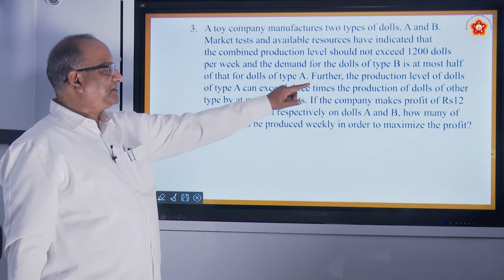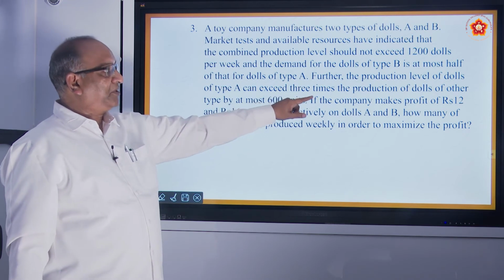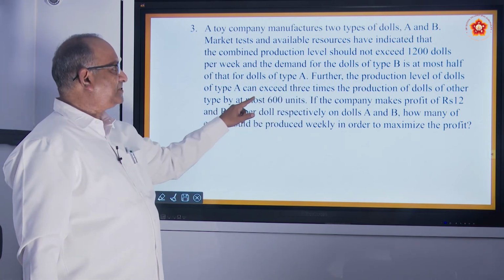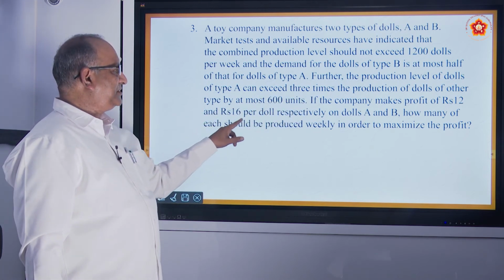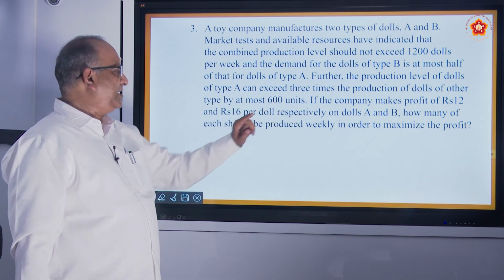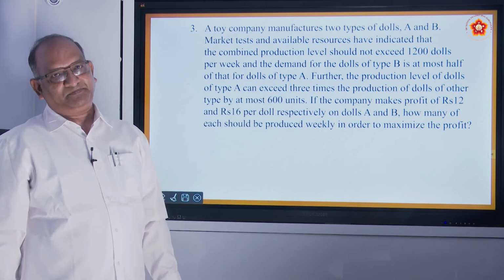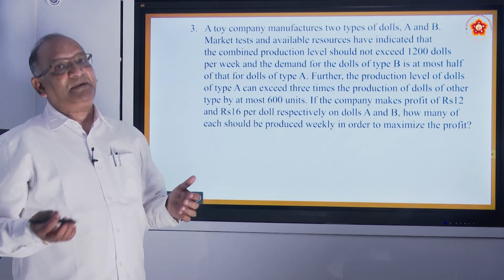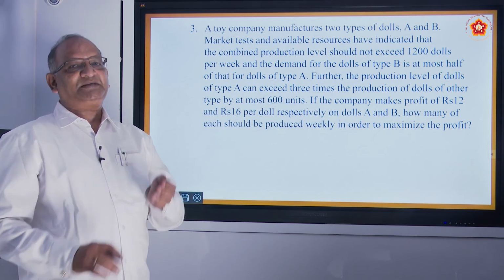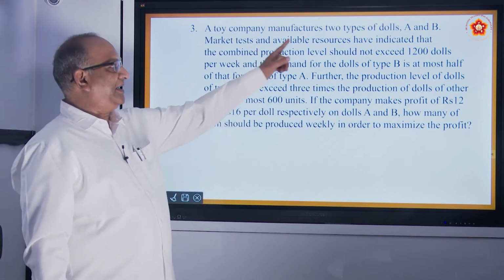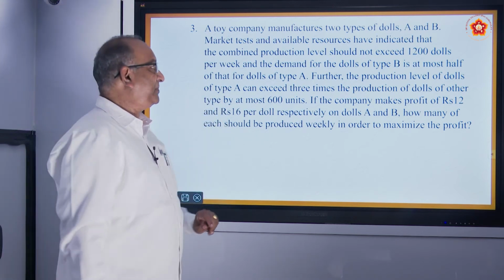Further, the production level of dolls of type A can exceed 3 times the production of dolls of the other type by at most 600 units. If the company makes a profit of 12 rupees and 16 rupees per doll respectively on A and B, how many of each should be produced weekly in order to maximize the profit? We want to maximize the profit. We assume that the company produces X numbers of type A dolls and Y numbers of type B dolls. So, begin with that.